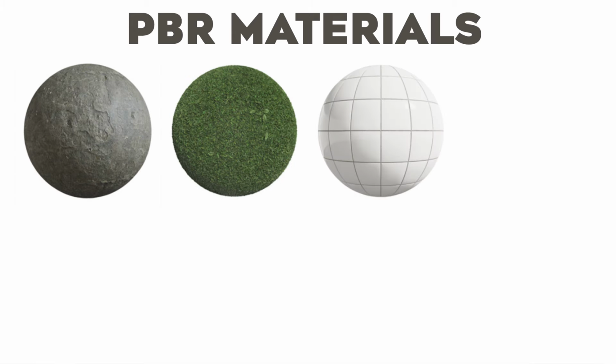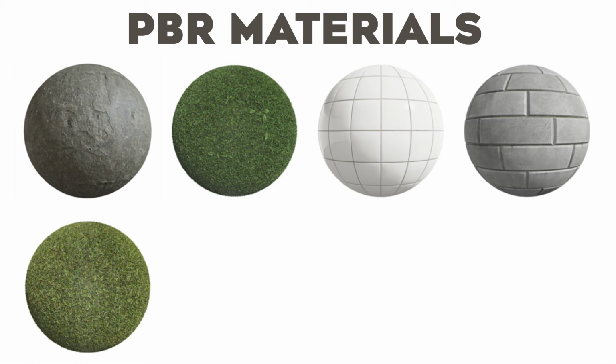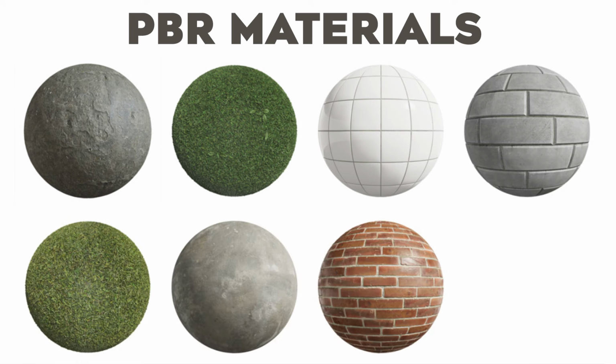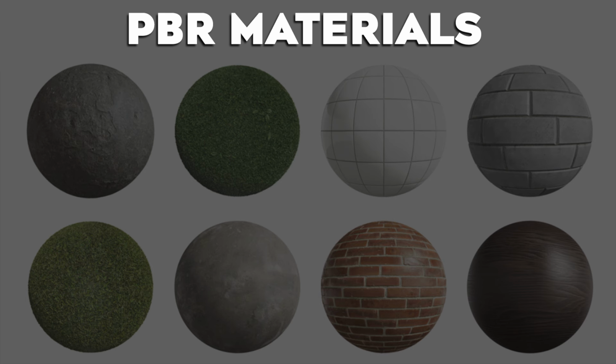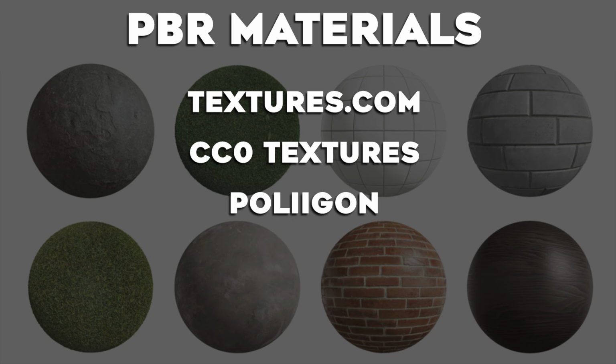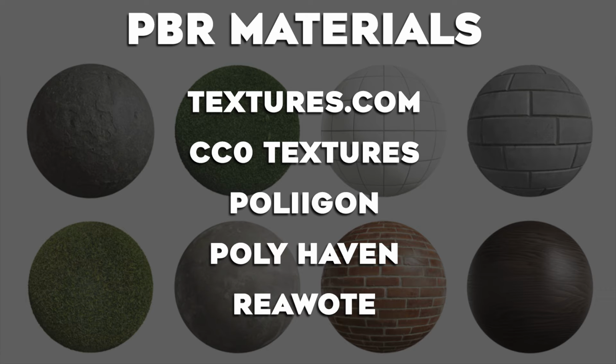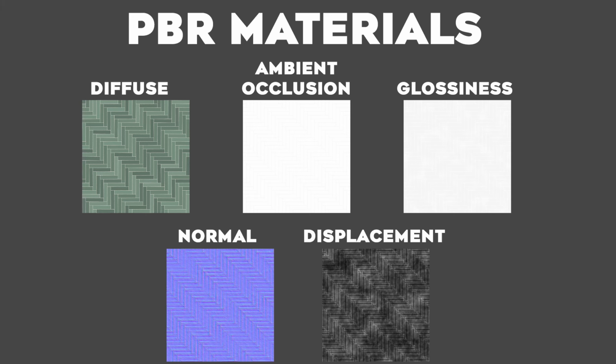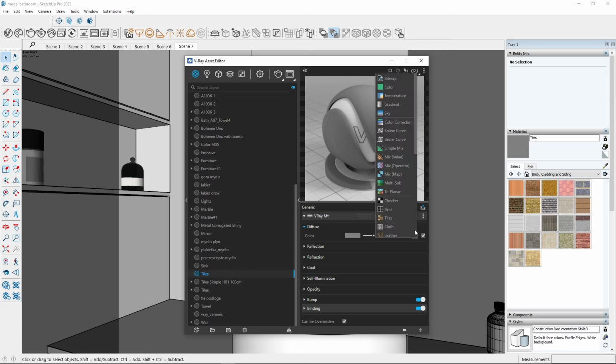PBR materials. Using physically based rendering materials is essential for creating realistic textures. There are several websites where you can find both free and paid materials, such as textures.com, CCO Textures, Polygon, Polyhaven, and ReaWorld. When you download materials from these sites, you will receive a set of maps that you can use to create your materials. Here's an example.